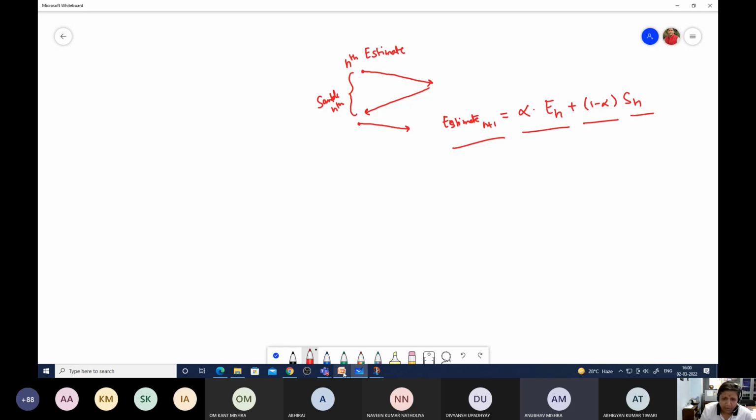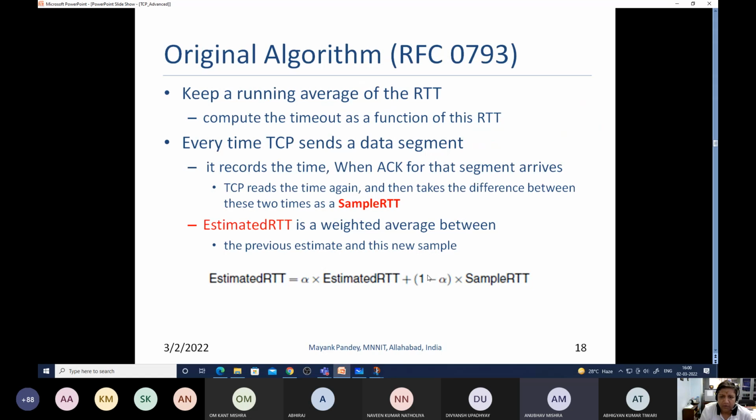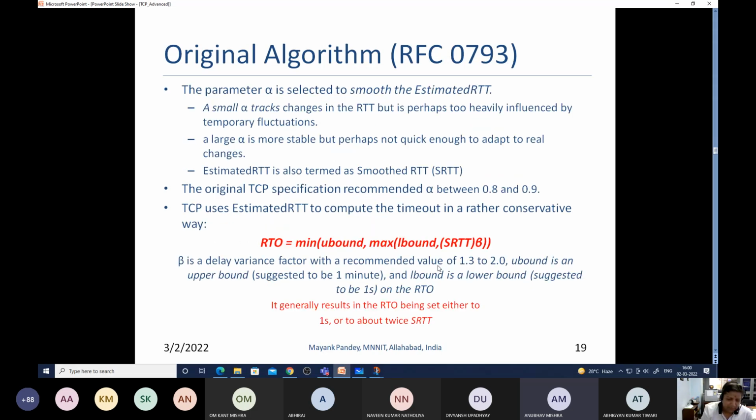Now here comes the important point. What should be the value of alpha? The parameter alpha is selected to smooth the estimated RTT. A small alpha tracks changes in RTT, but is perhaps too heavily influenced by temporary fluctuation. A large alpha is more stable, but perhaps not quick enough to adapt to the real changes.